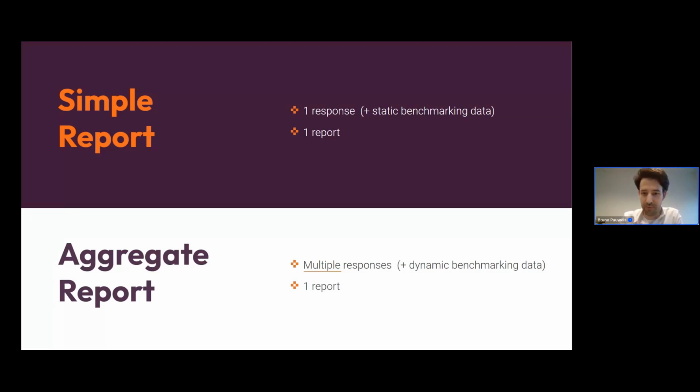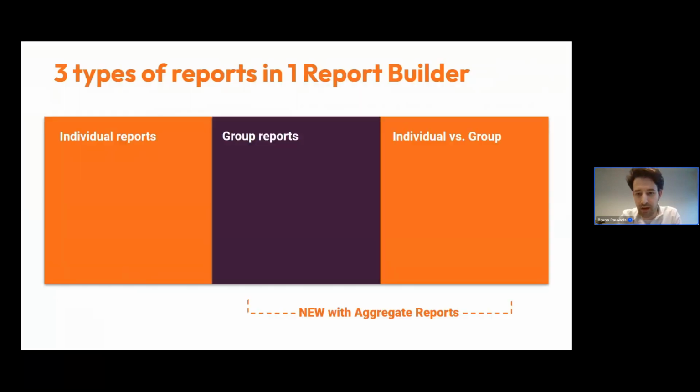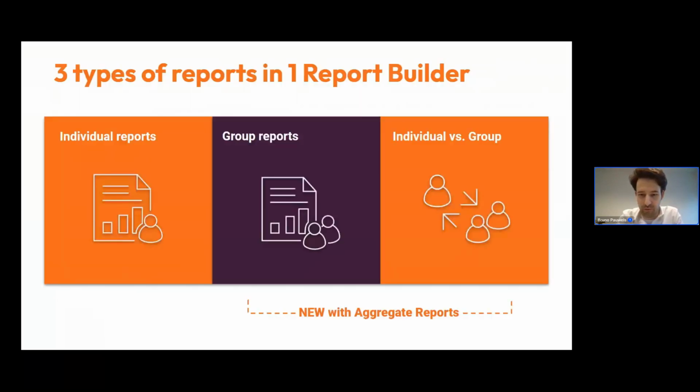So it's all extra. Now we've split up our reports into 3 types. So we always used to have the individual reports. That's what you're used to. One response means one report. But we've added the concept of a group report, which is basically the averages for an entire company, and individual versus group reports, which is typically something where you want to compare yourself to the rest of the company or something like that. So these have been added.